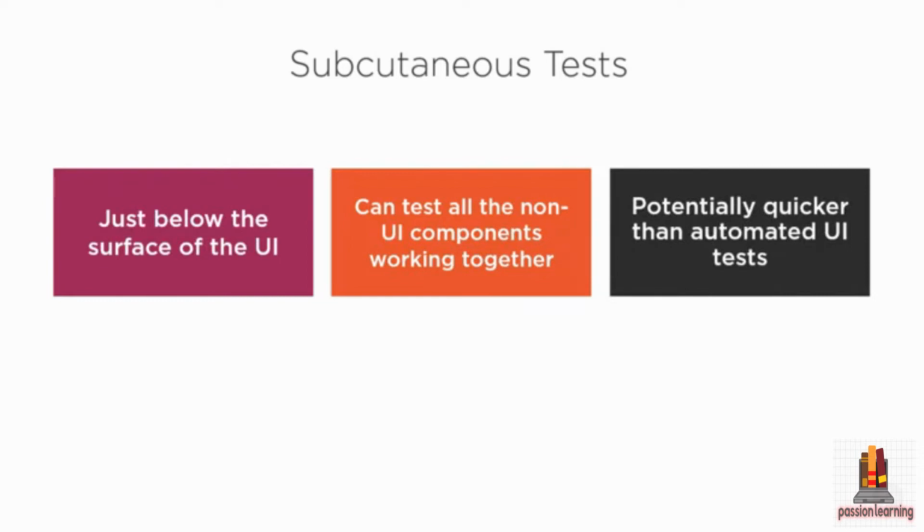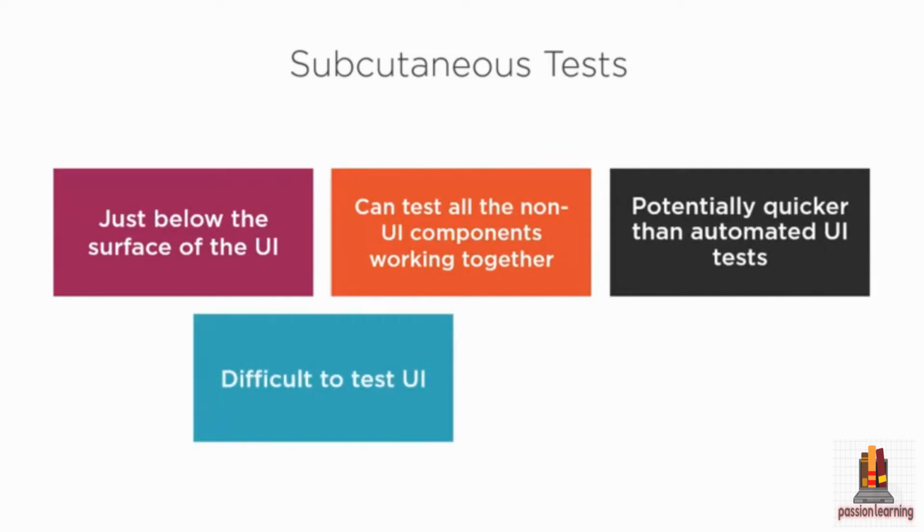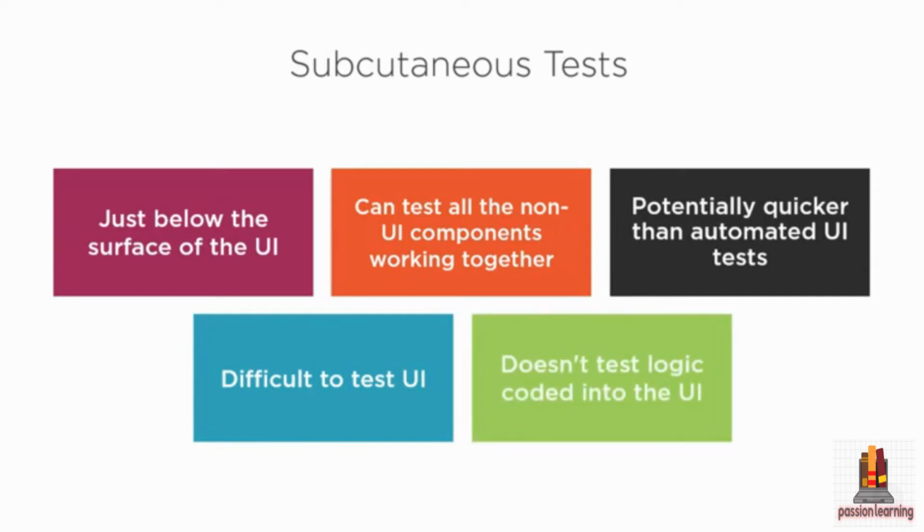Subcutaneous tests are also potentially quicker to execute than automated user interface tests. We'll look at UI tests in just a moment. We may rely more on subcutaneous tests over automated UI tests if the user interface is difficult to test for some reason. One thing to note is that subcutaneous tests sit just below the user interface surface. This means that if we have any business or other logic in the user interface, we won't be able to test this with subcutaneous tests.